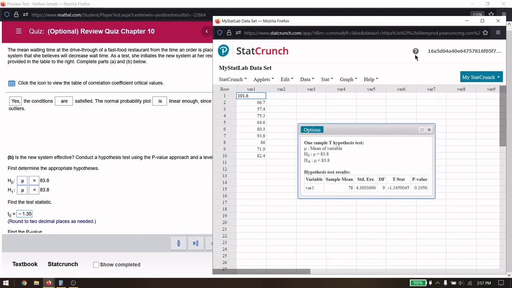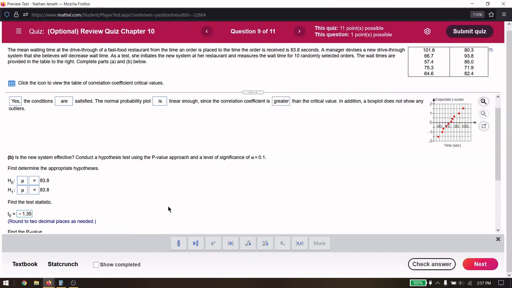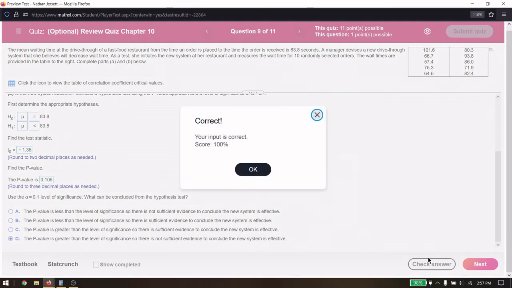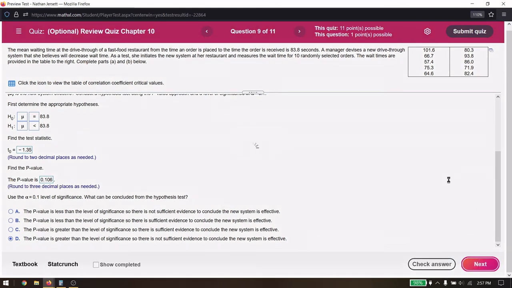And that changes our p-value to be 0.1056. Yeah, 0.1056, so it's going to be 0.106. That doesn't change the conclusion, though. The p-value is still greater than the level of significance, and so there is not sufficient evidence. So we check that, and now it's correct. Sorry about that confusion there.